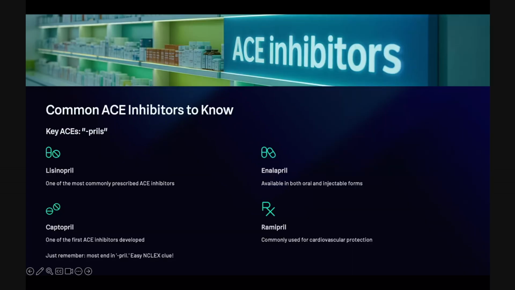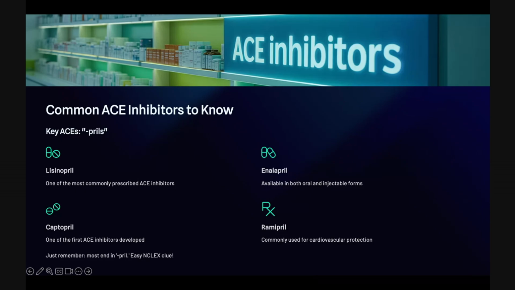Common ACE inhibitors that you need to know. Remember your PRILs. I always tell my students that it's easier to remember, for example, 20 drug classes versus trying to memorize 1,000 medication names. Your brain learns by chunking and by categorizing. So start with memorizing classifications of medications and commonalities within those drug classes.